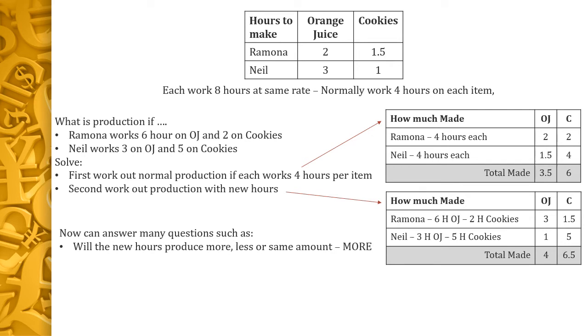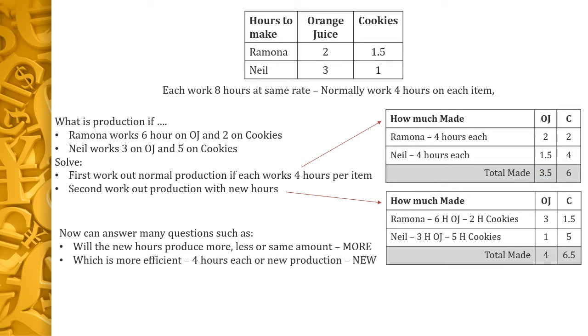Well, we know it's going to produce more because we can see right here they were producing a total of 4 now. They did produce 3.5, so they're producing more here. They were producing 6 here. Now they're producing 6.5. So they're producing more with this new setup. So this is apparently more efficient for them to do it this way than they did the last way.